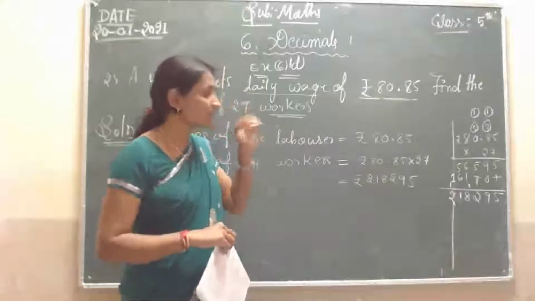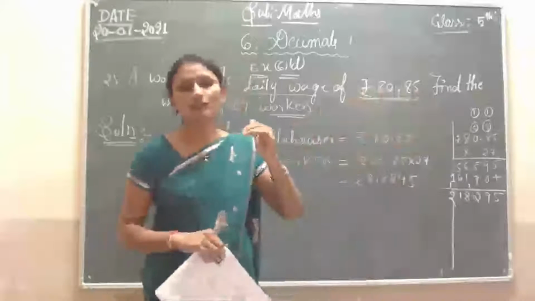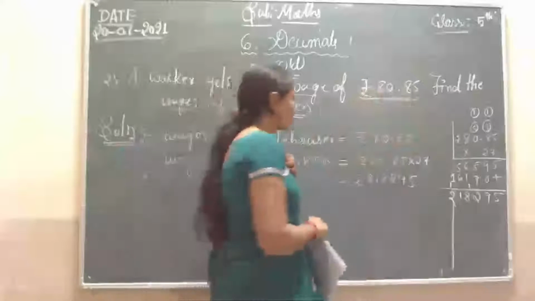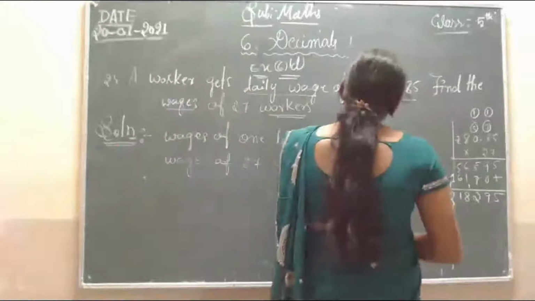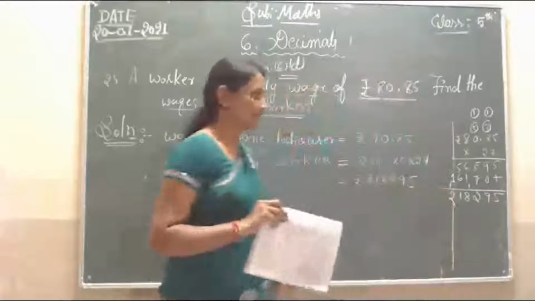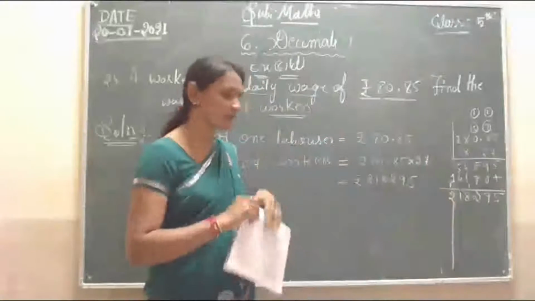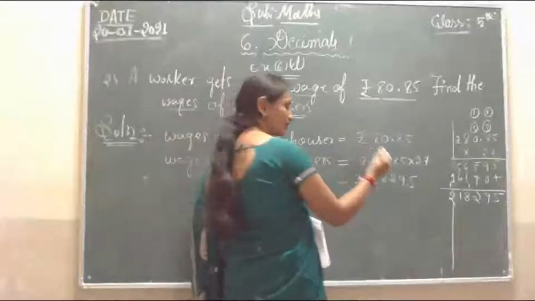218,295. So can you see in the question, how many rupees? 80 rupees 85 paise. Two numbers afterwards, here the point means 80 rupees 85 paise, students. Two numbers afterwards, you put the point. So you also write the point after two numbers.